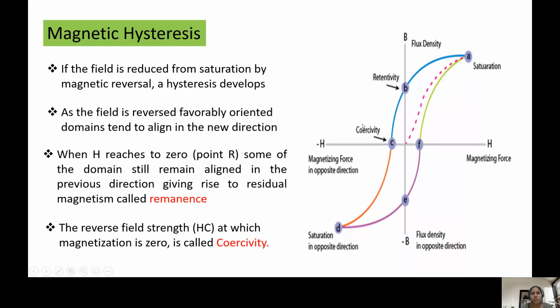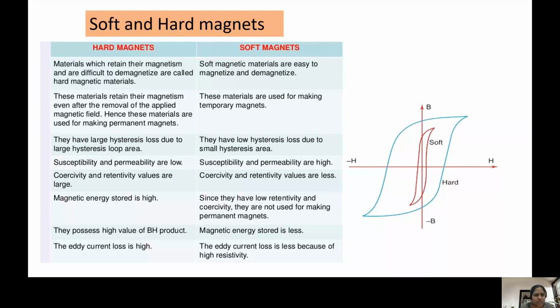And here, due to the hysteresis behavior, some energy will be lost in the materials in the form of heat. They will follow a new path while reversing the magnetic field. Due to that, some energy is lost in the form of heat. And we can observe there are two types of magnets depending on hysteresis. We can divide the magnets into two types: the soft magnets and the hard magnets. Soft magnets have low hysteresis, a small hysteresis curve, and the hard magnets have a big, means wide, hysteresis curve. Here we can understand the differences from this table.